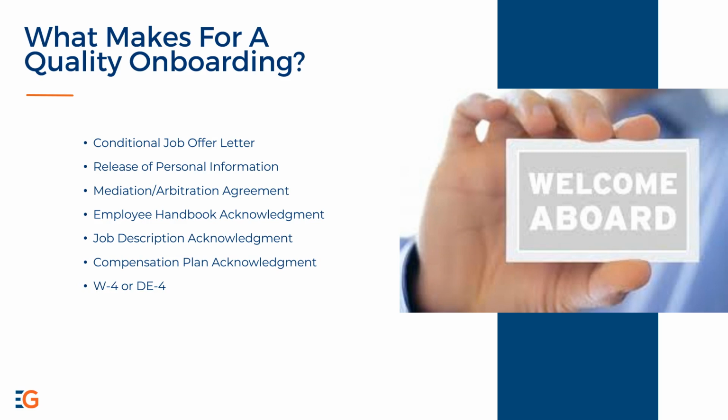W-4 or DE-4. This is how we collect their payroll tax deductions. I-9. This is how we confirm the employee's eligibility to work in the United States. An employer can have as many as 20 or more federal or state notices that must be provided at the time of hire. All of this can amount to over 200 pieces of paper.